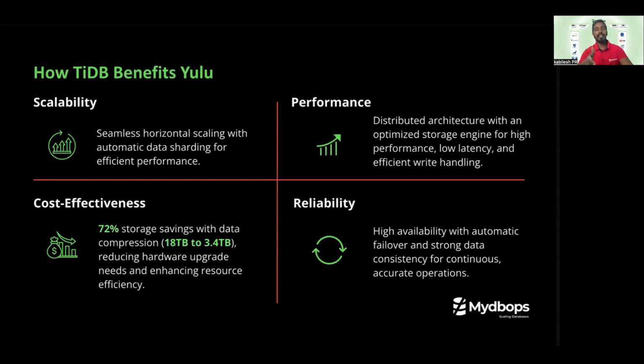That means write handling is done by multiple nodes. In TiDB, the write is handled at a region level, so the writes are distributed among all the nodes. Also, storage saving, which is one of the important things. 18 terabytes of data in MySQL translated to just 3.4 terabytes, which is around 72% savings on storage, thereby drastically reducing the infra cost spent on storage. And also reliability again. Even if there is a node failure or a complete AZ failure, TiDB can withstand it without any issues.